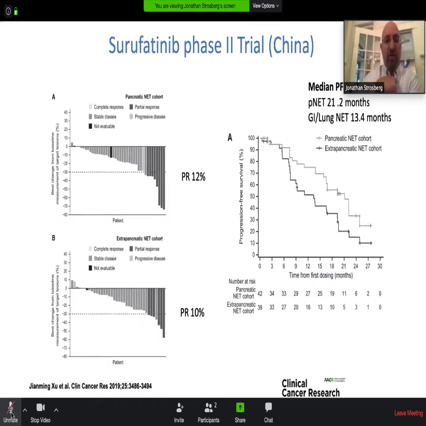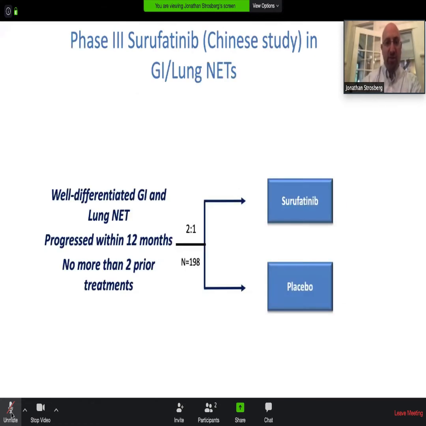There's a drug called Surufatinib. Again, it's one of these tyrosine kinase inhibitors. It was studied thus far in neuroendocrine tumors exclusively in China. And in a phase 2 study, it showed response rates of about 10% and a relatively long duration of progression-free survival. And so that's led to 2 phase 3 studies of Surufatinib, one in gastrointestinal and lung neuroendocrine tumors, progressing, no more than 2 prior treatments, and they were randomized to Surufatinib versus placebo.